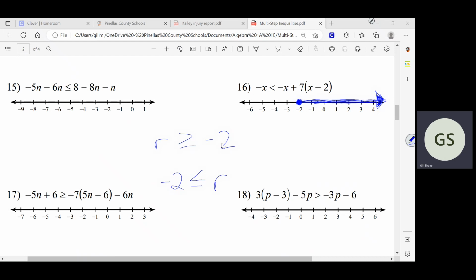You can't have n's on both sides. Just like you got rid of that.